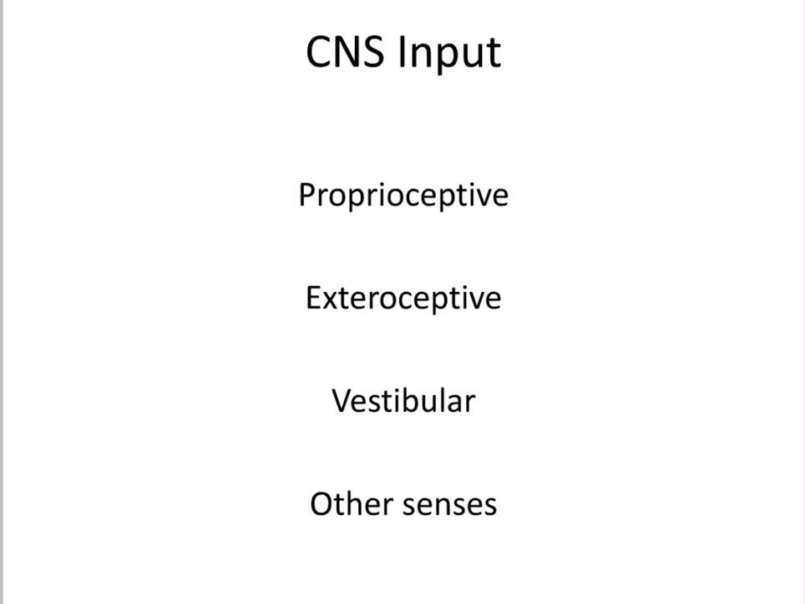In general, information can be put in the central nervous system through a variety of ways. The first is through proprioceptive feedback. The second is exteroceptive feedback. You can use the vestibular system to input information into the nervous system. And finally, we'll talk about other senses. The rest of the slides in this PowerPoint are talking about each of these different kinds of input and how you can use them in a clinical setting.